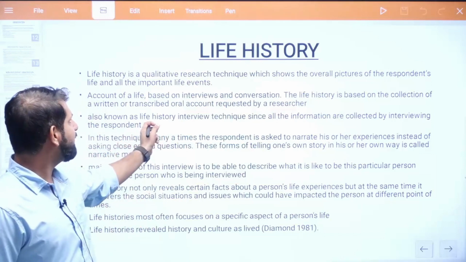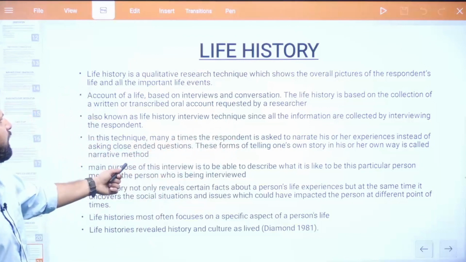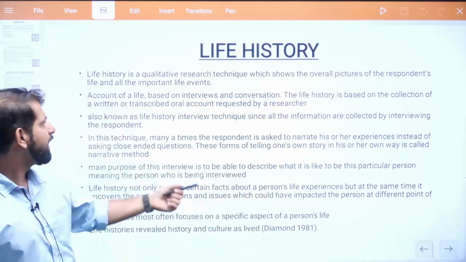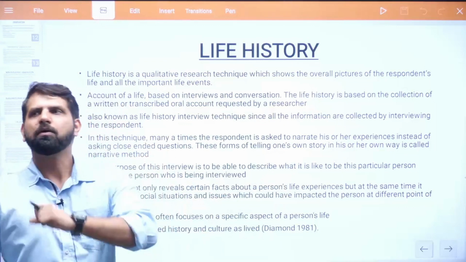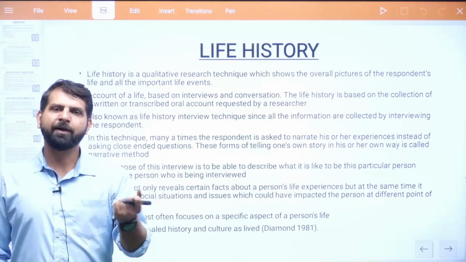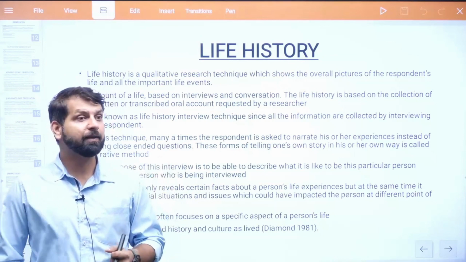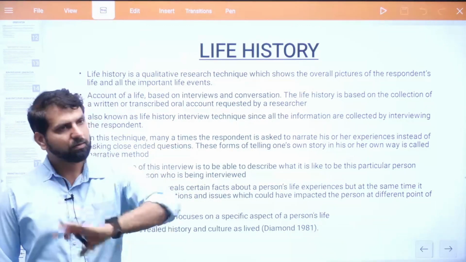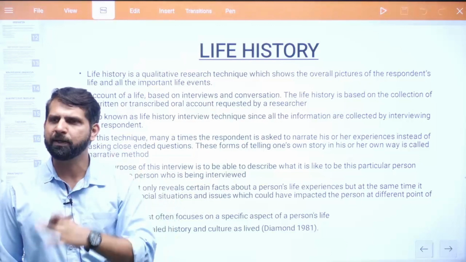Also known as life history interview technique. Since all information is collected by interviewing the respondent, important highlight: many a times, the respondent is asked to narrate his or her life experiences instead of asking close-ended questions. So you are not asking close-ended questions here as such. I will not ask you, tell me about your life. No, I'll ask you, when were you born? You say, sir, I was born in 2000. Do you know what happened in 2000 when you were born? You will tell me, oh sir, the new millennium started. Okay, then I'll ask you a question. I'll probe you to open up whatever things you can relate with that particular domain or particular time frame.